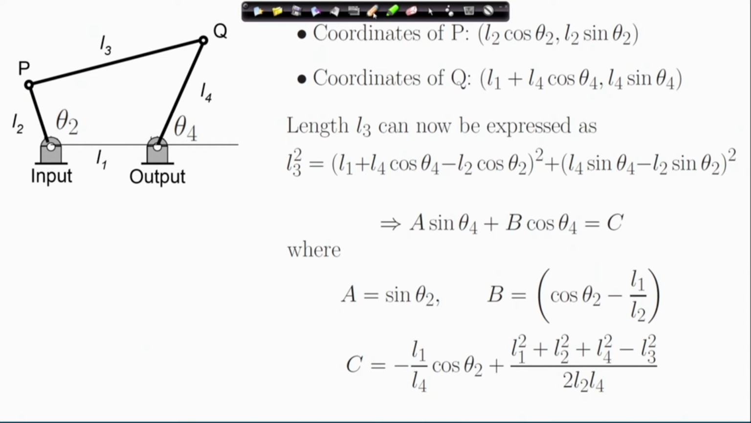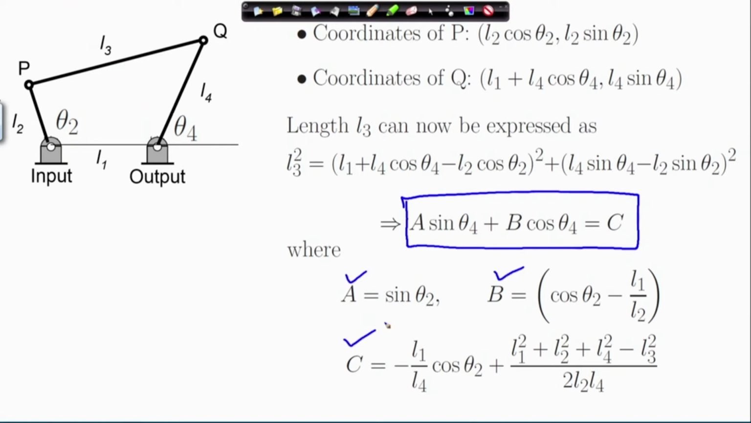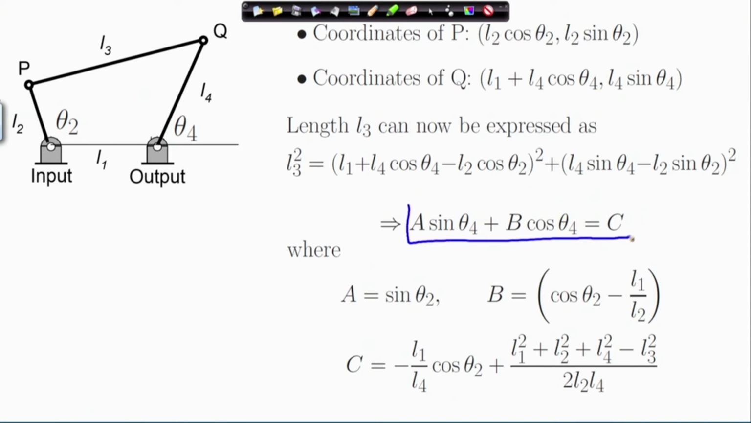So, what is our goal now? Goal is to solve this. Why? Because I am given theta 2. If I am given theta 2, I know A, I know B, I know C. They involve theta 2. I know them. What I have to find? I have to find out theta 4. So, I have to essentially solve this equation to solve theta 4.